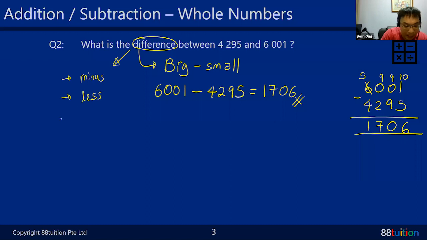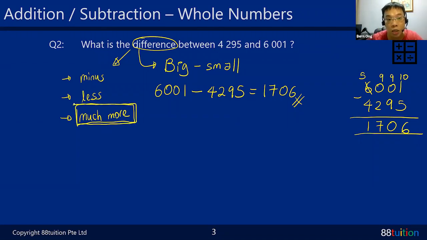Can you see all this? Sometimes they will use the words much more. Huh? Much more. Much more got more inside. But when these two words are together, can you please remember, they actually mean minus. When you see the single word more, it means plus. But when you see these two words, much more or many more, together, it means minus. All right, moving on.